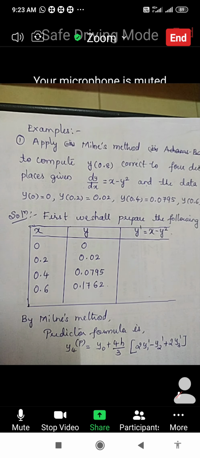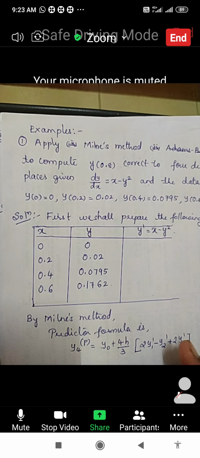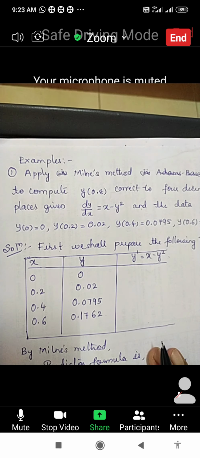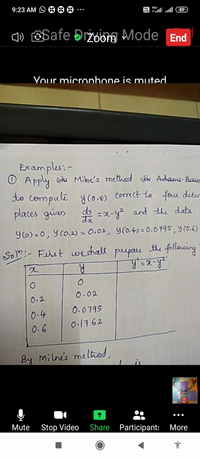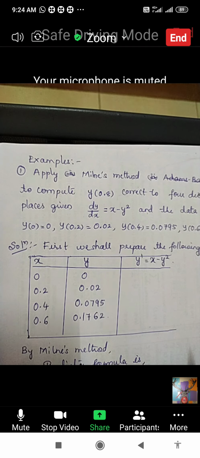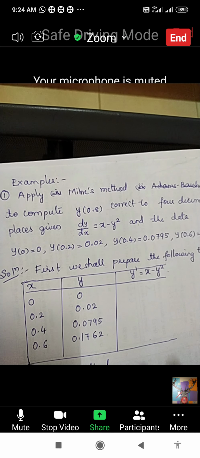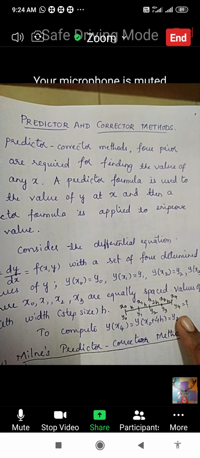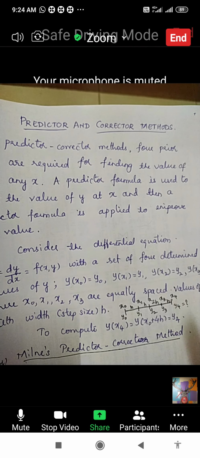Is the part clear, what we mean by predictor corrector method? Is it clear? You have to remember that for any predictor corrector, you should have one differential equation and how many sets of values? Four sets of values. And how will those values of x be? The values of x should be equally spaced values. Then only we can calculate what is y4 corresponding to x4.